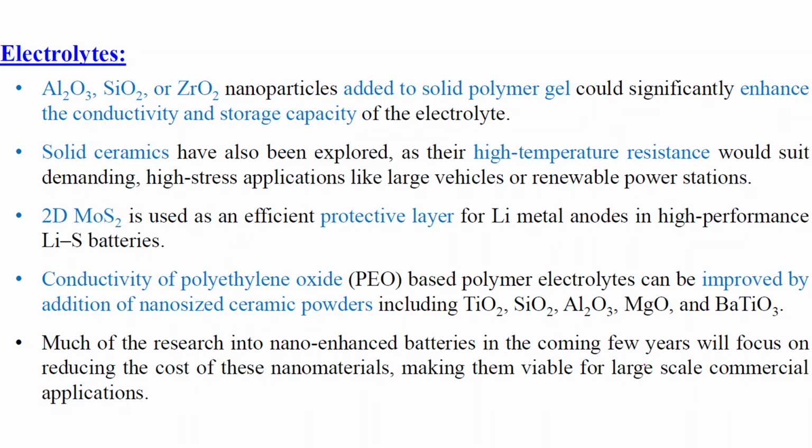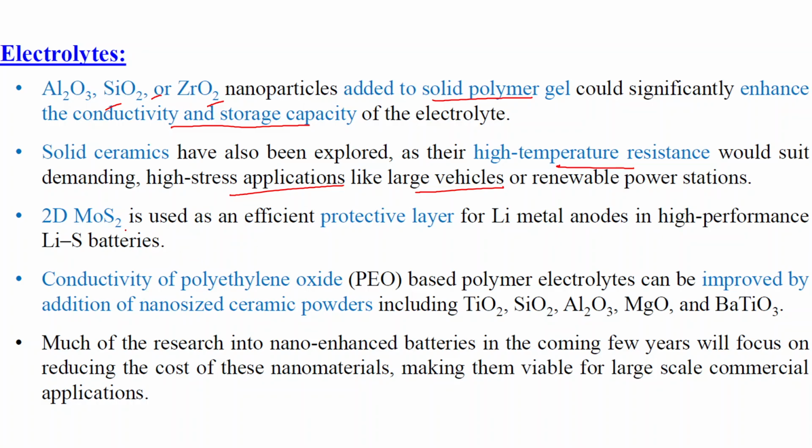For electrolyte materials, there are various materials that can be used. That is alumina, silica, or zirconium oxide nanoparticles. If they are added to solid polymer gel, then they can enhance the conductivity and storage capacity of the electrolyte. Then solid ceramics have also been explored, as their high temperature resistance would suit demanding high stress applications like large vehicles or renewable power stations.